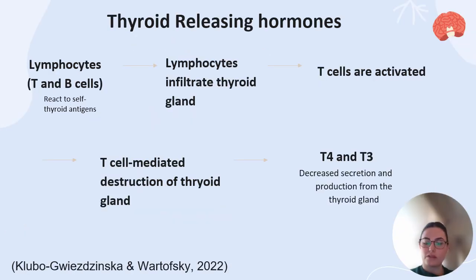Now that we've looked at the pathophysiological causes, let's look at the thyroid-releasing hormones that are involved in this. In Hashimoto's thyroiditis, the lymphocytes, which are our T and B cells, react to the self-thyroid antigens. These then cause the lymphocytes to infiltrate the thyroid gland because of the reaction. Once this happens, our T cells are activated, then our T cell-mediated destruction of the thyroid gland begins. Once the destruction has begun, the T4 and T3 secretion and production decrease.